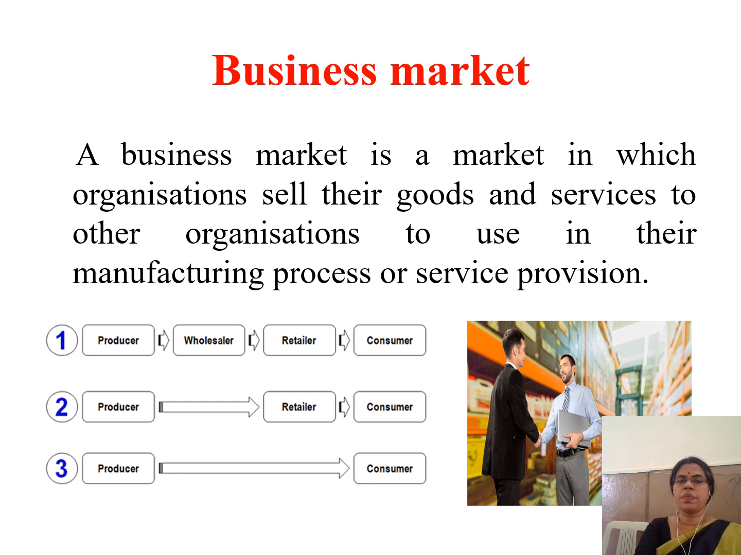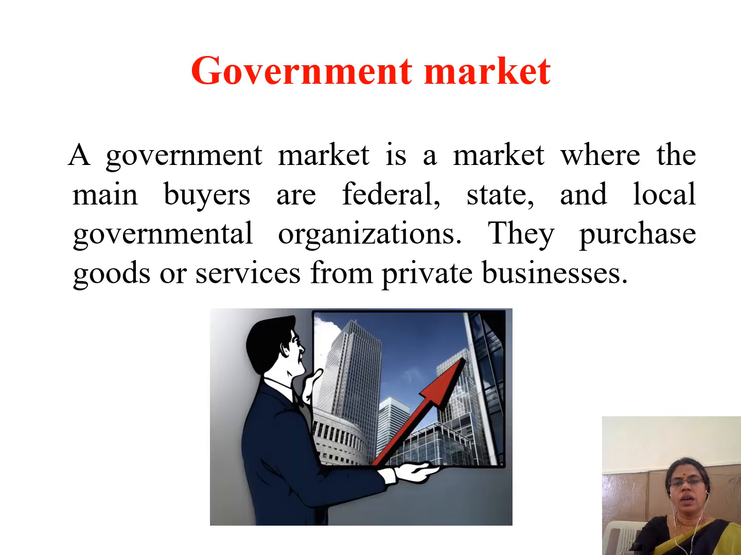Business markets means, for example, raw materials. Manufacturing institutions supply different kinds of raw materials in order to design a particular product. Service provisions also come under business markets. Government markets means federal, state, and local government organizations, which are the main buyers in that market, purchasing goods and services from private businesses.